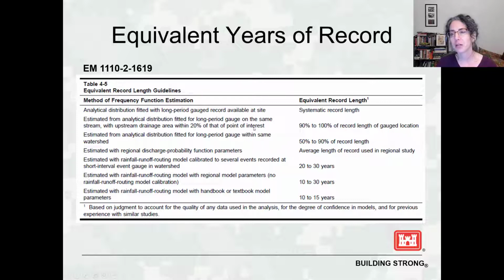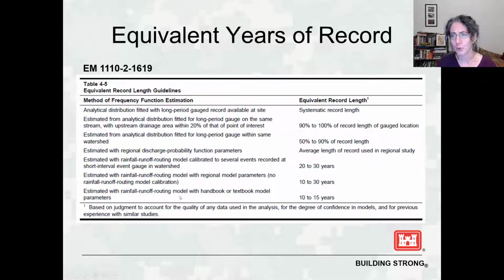Next, we have situations when we have a gauge that's nearby. First, a gauge on the same stream with drainage area within 20%. They're saying 90 to 100% of the record length can be used for the equivalent record length. Then we've got a gauge within the same watershed, and then we have somewhere between 50 to 90% of the record length being appropriate as the equivalent record length.